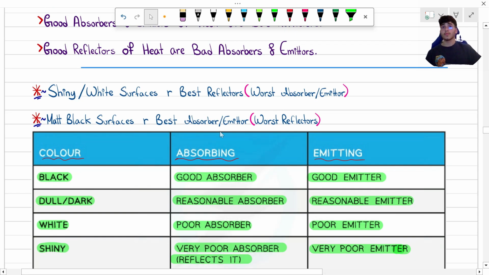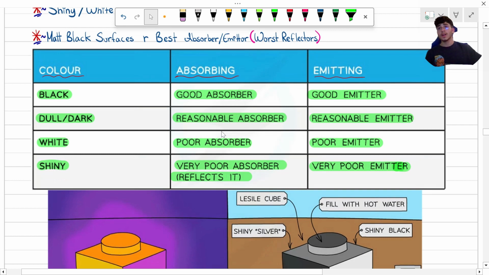The best reflectors, which are the worst absorbers and emitters, are shiny and white surfaces. And the best absorbers and emitters, which are the worst reflectors, are matte black surfaces. Not just black, but matte black. Black absorbs well, it's a good absorber and good emitter. Dull and dark is a reasonable absorber and reasonable emitter, not as much. White is very poor. This is why on a hot day, if you're wearing black, you're going to absorb much more heat than somebody who's wearing white, because white is a poor absorber. Shiny surfaces are very poor absorbers and very poor emitters.